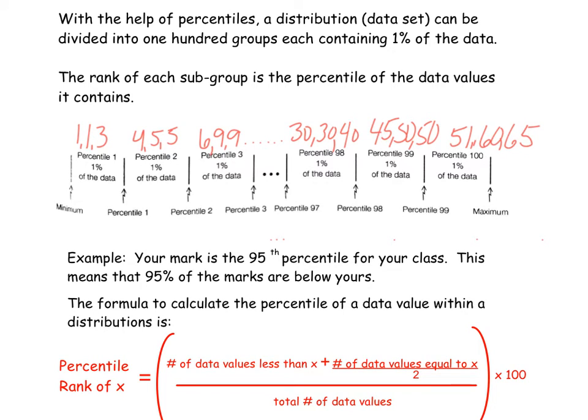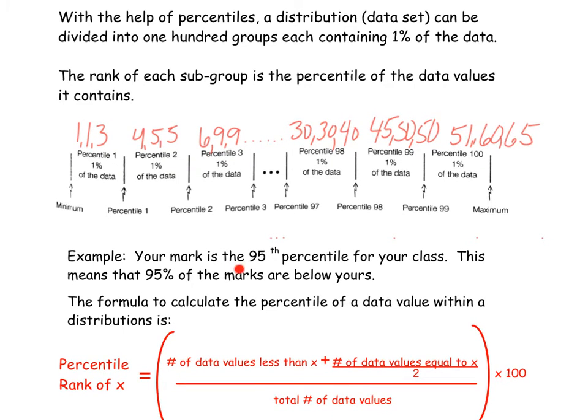Another example would be your mark in the class. So suppose on the last test, your mark that you earned was in the 95th percentile of your class. Well, that means that 95% of the marks in the class are below yours or equal to yours.